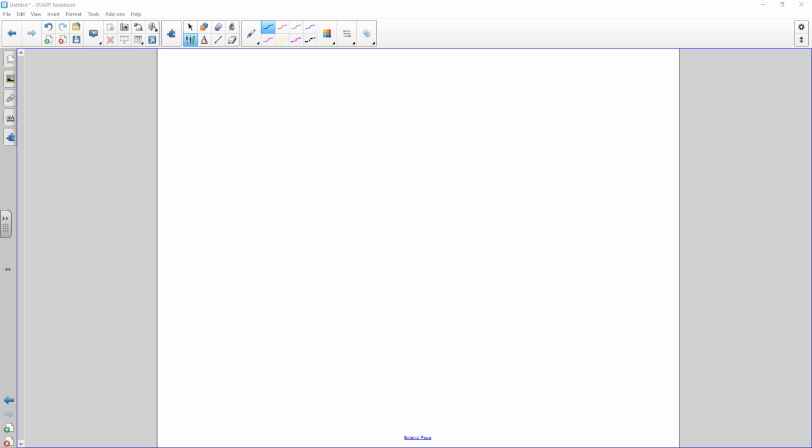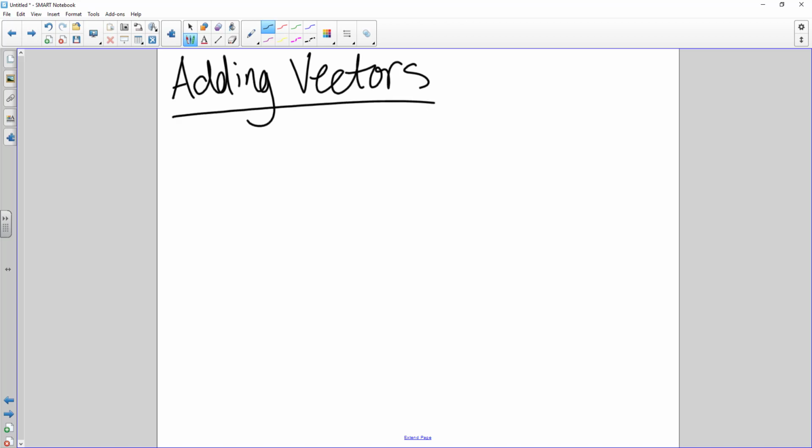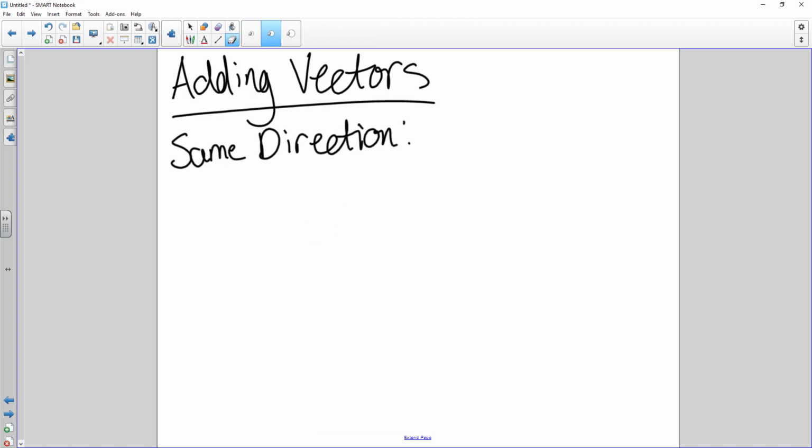So, adding vectors. The first one we're going to talk about has a couple of different situations. The first one is that if we have two vectors going in the same direction. Same direction. I'll give some definitions to this, but first let's do an example to see if we can make sense of it.